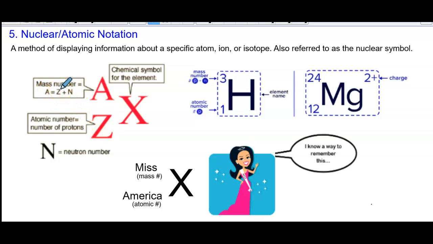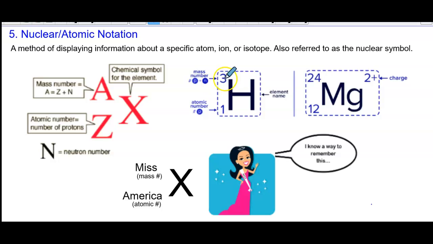It is going to be your Z plus your N. So that's your protons plus your neutrons, or your atomic number plus your neutrons. You put the symbol here, and then you'd put the charge over here, as you can see right here, if it had gained or lost electrons to become charged.